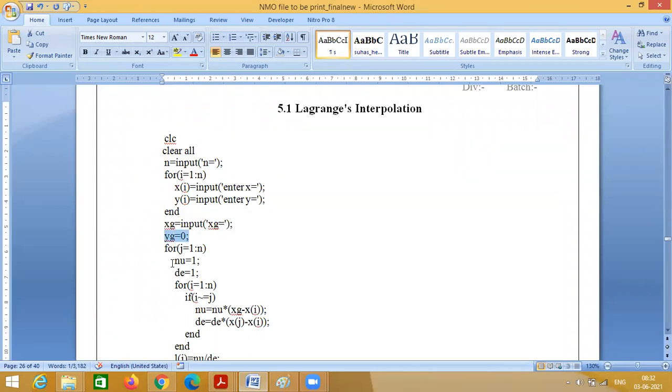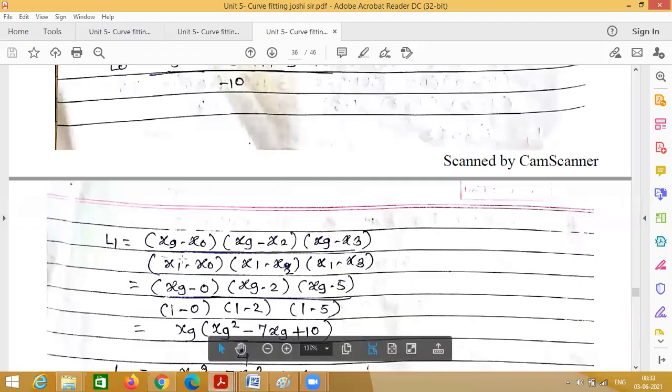Then define the looping. So here you can define the loop for j is equal to 1 to n. That time we are taking numerator is equal to 1 and denominator is equal to 1. The purpose of this loop is to just find the value of Lagrangian coefficient. What is Lagrangian coefficient?